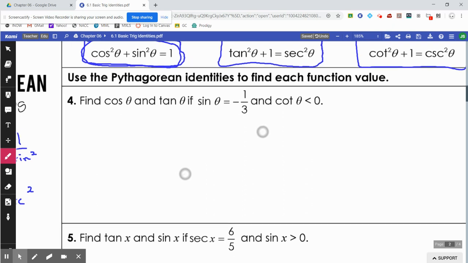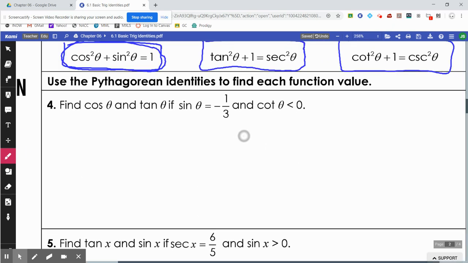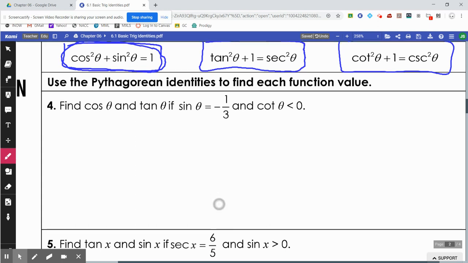So the next one says use the Pythagorean identity to find each value of the function. Now we worked these problems again in previous chapter.